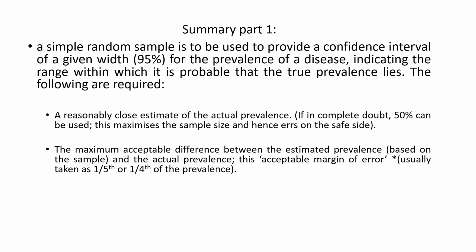The maximum acceptable difference between the estimated prevalence based on the sample and the actual prevalence, that acceptable margin of error, is taken as 1/5 or 1/4 of the prevalence. This is the term which we call as relative precision. So the first point below the summary part is a reasonable close estimate of actual prevalence. That's why we ask for a study to be brought along when you are writing the protocol for the thesis, so that the estimates from that study can be considered for the sample size calculation.